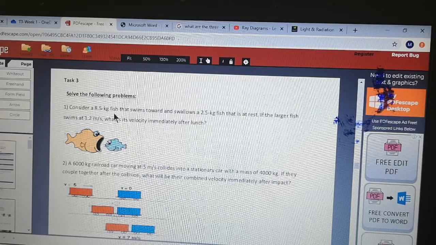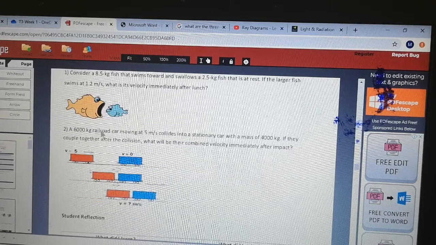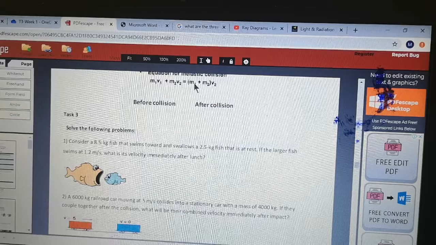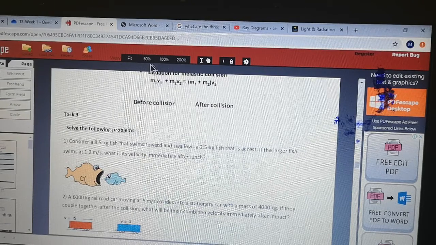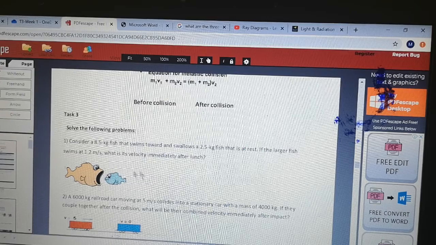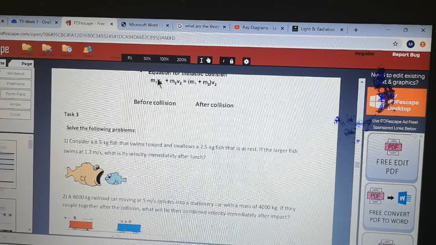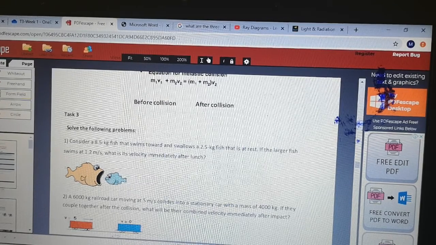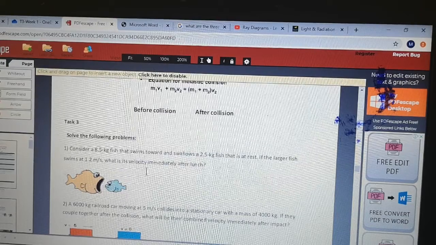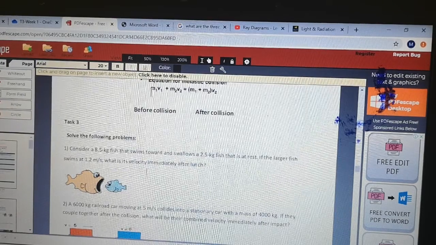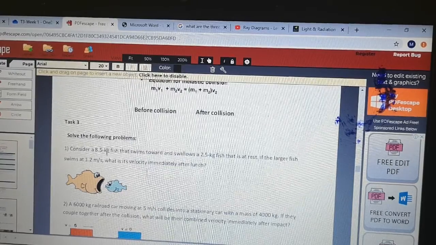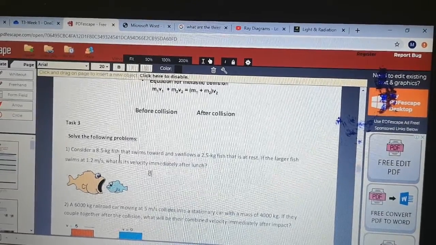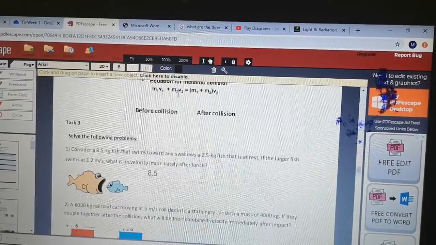Example we'll do together, question 1. Question 2 you will try yourself, just using that equation. Now it doesn't matter which one you call M1 and M2, it doesn't make any difference. So let's call the big fish M1. So if the big fish is M1, let's look at this equation. It's 8.5 kilograms. So M1 is 8.5. Just using this, right?